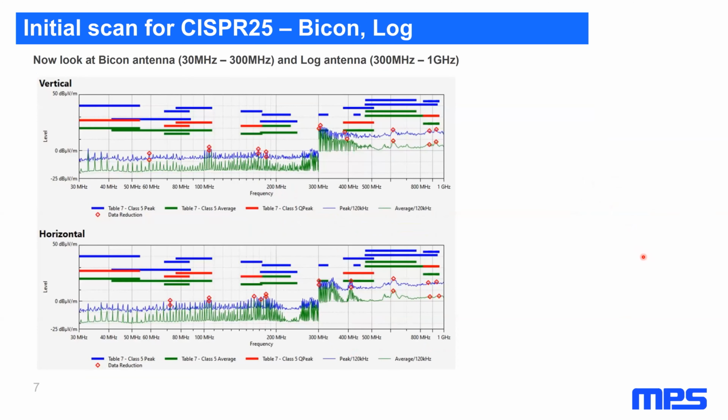Next, I ran some measurements for biconical and log periodic. So I covered my range from 30 megahertz up to 1 gigahertz. And I got these measurements.